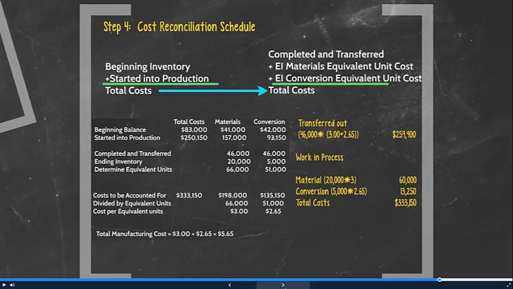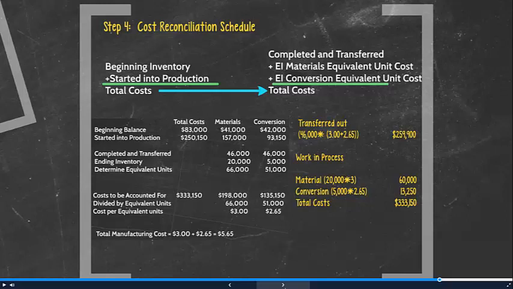Using our previous example, let's review step 4, which is to do a cost reconciliation schedule. What this is going to do is assign a cost to those completed and transferred out units, as well as the ending inventory for materials and the ending inventory for conversion. In total, our total cost should agree, taking the beginning inventory plus what we started into production to get those total costs. We're just trying to assign our cost to our specific units.